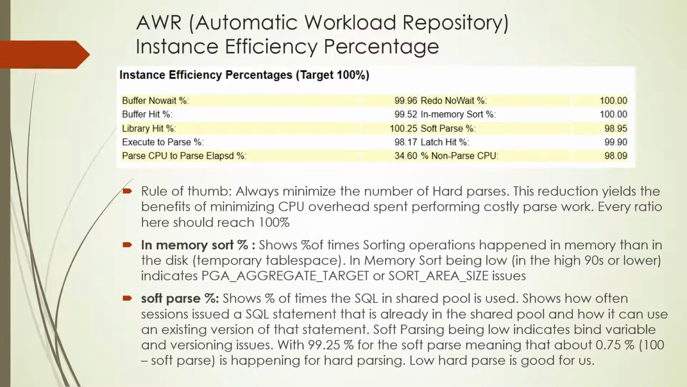So in this case, soft parse is 98.95%. That means the remaining percentage of CPU is being used for hard parse. Low hard parse is always good for us, so always try to check that the soft parse percentage is on the higher side.